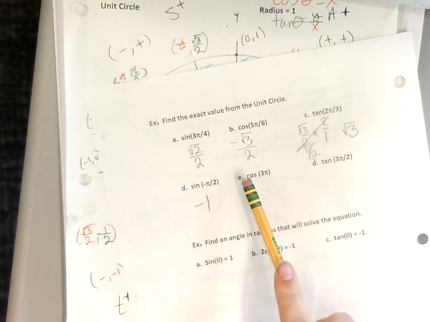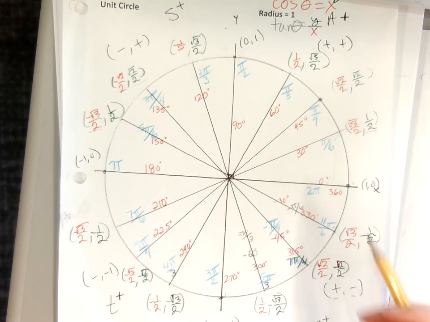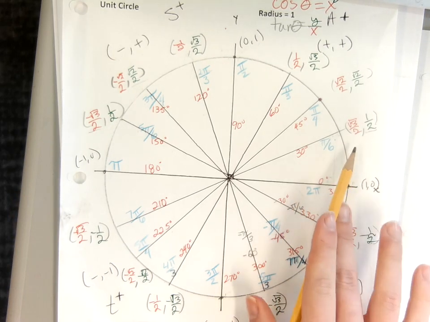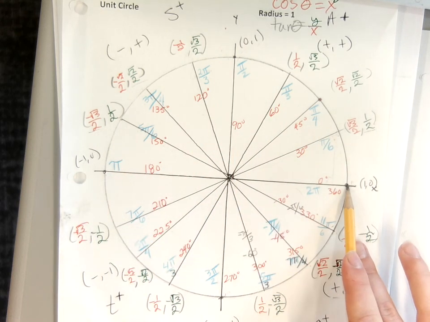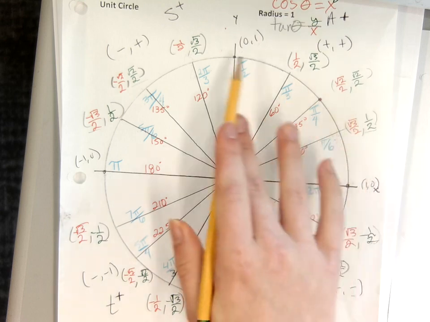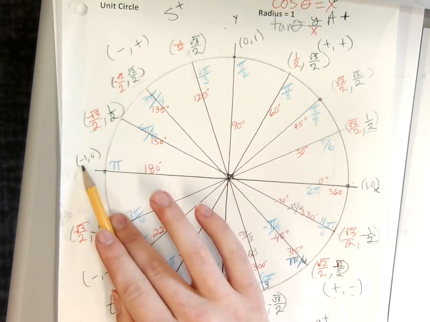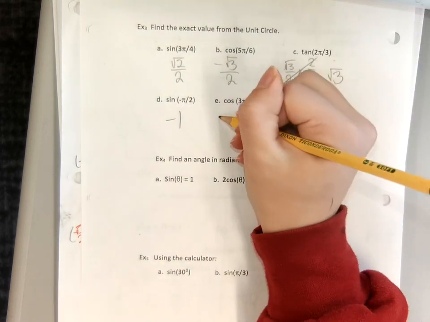All right, cosine of 3 pi. So starting here at 0, we're going to go around 1 pi, 2 pi, and then it's 3 pi, so we're going to go another half circle. And we want the x value, so cosine of 3 pi is going to be negative 1.